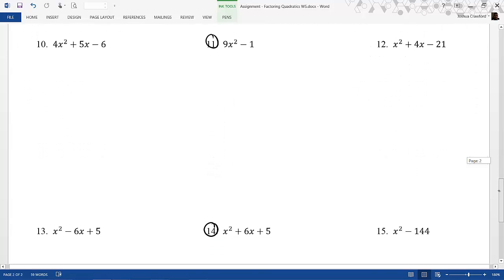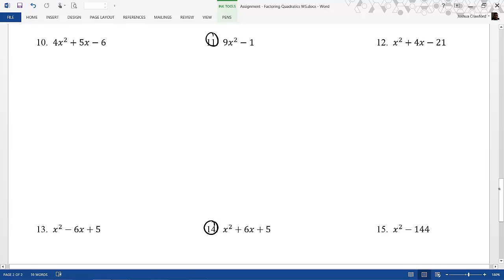Okay, number 11. Remember, first thing we do is label. So we have x squared, so we have an a. But do we have an x? No. Since we don't have x, b will equal 0. And then c equals negative 1. So do your x. On top is b, which is 0. Bottom is negative 9, because 9 times negative 1 is negative 9. Divide by a, which is 9.